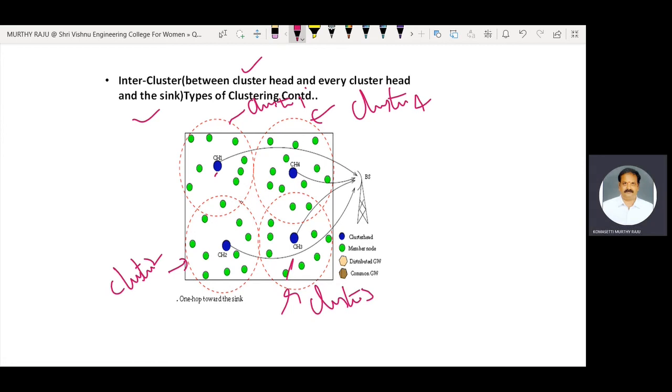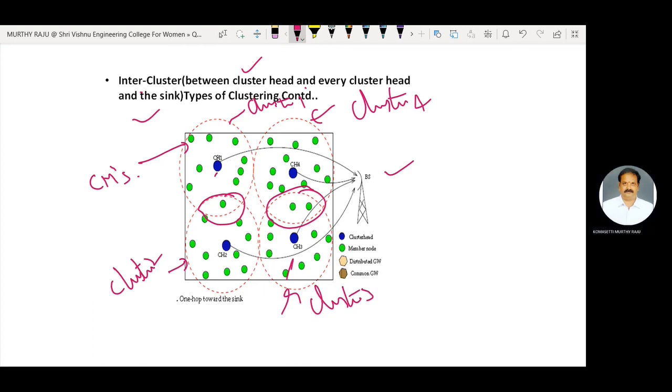Some overlapping regions are there. These cluster heads are responsible for sending the information to the base station. These cluster heads receive the information from the cluster members. Green color indicates the cluster members. This is called inter-cluster, between cluster heads. Every cluster head and a sink. These cluster heads receive the information from the cluster members and finally send the information to the base station. This is called one hop towards the sink.